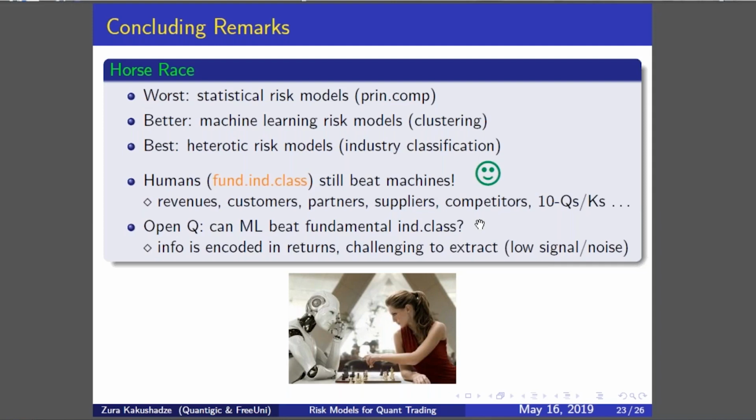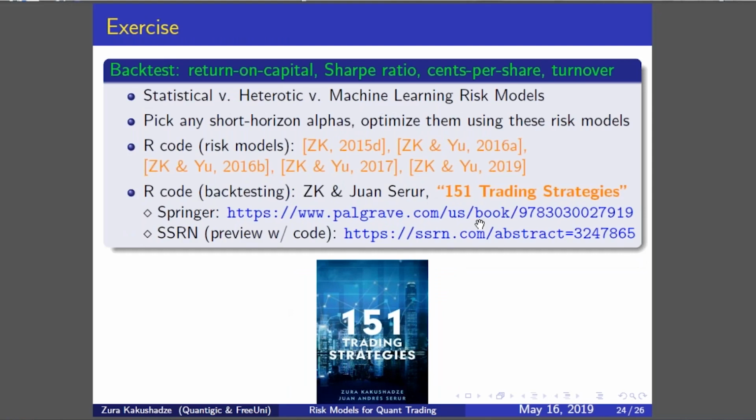So let me finish with just a very quick comment that there's a bunch of literature that you can see cited here, and that literature contains a lot of R code for constructing the risk models, R code for backtesting, and so on and so forth. So if you're interested in the subject that I've been talking about for the past 1 hour and a half, and you want to get more hands-on experience with it and run some back tests and so on and so forth, you can do that.